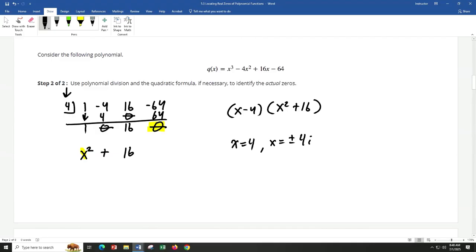You're going to always get 3 answers. Not all of them real sometimes, but it's because it's power of 3. Good way to check yourself, isn't it? Good on that one? Okay.